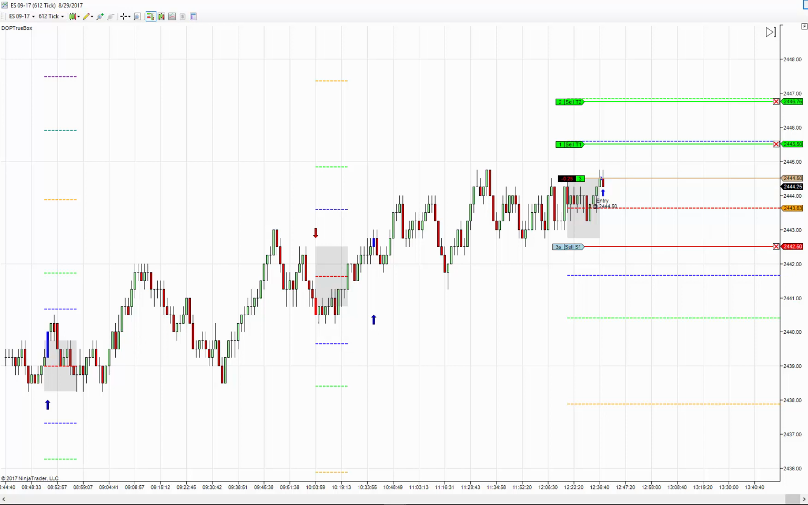But twofold, I want to show you how you can use this with other things that you use. If you have something that you like using, the box is not here to say stop using that. It's here to really complement it, because the end result that we're all after is to make money, and this is a really good way to do it. So hopefully in the next minute or so, we're going to get a signal to go long.